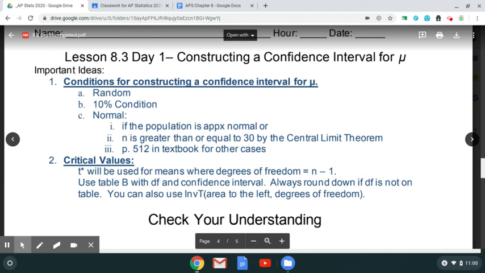And of course, if your sample size is greater than 30, the central limit theorem says that the normal condition has been met. So it gets a little tricky with the T distribution, but the good news is even if your sample size is small, there are certain scenarios where this normal condition can kind of be fudged over a little bit. So you need to know those three things on page 512.